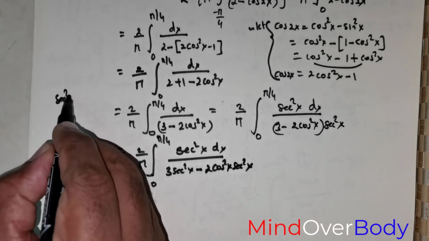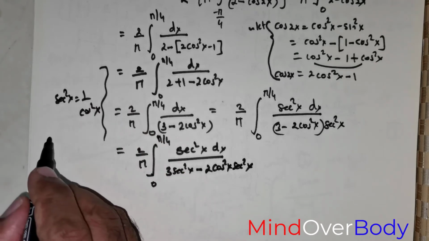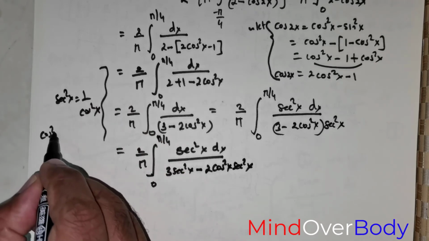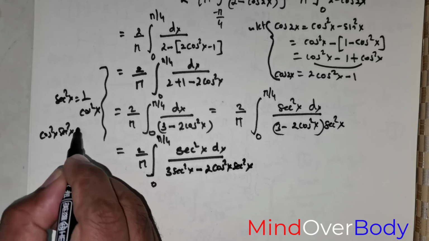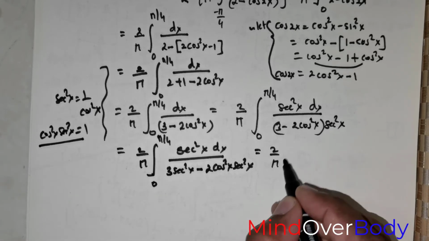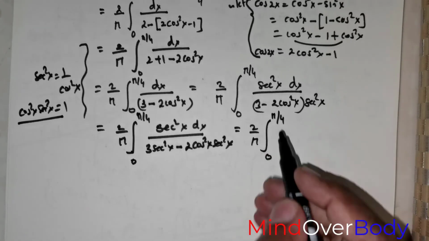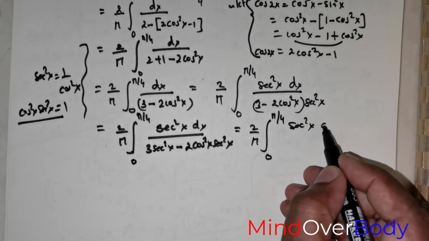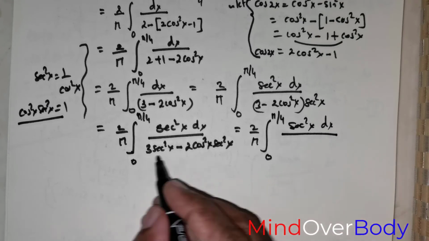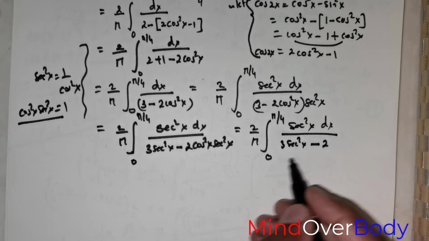Now we know that secant squared x is 1 over cos squared x, right? So therefore cos squared x times secant squared x is equal to 1. So this is equal to 2 over pi integral 0 to pi over 4 secant squared x dx divided by 3 times secant squared x negative 2.